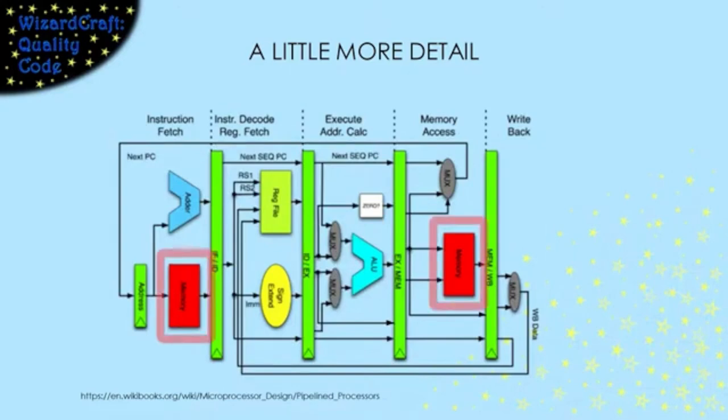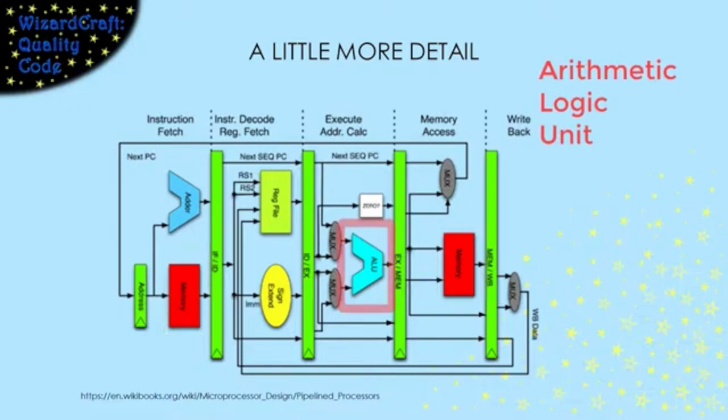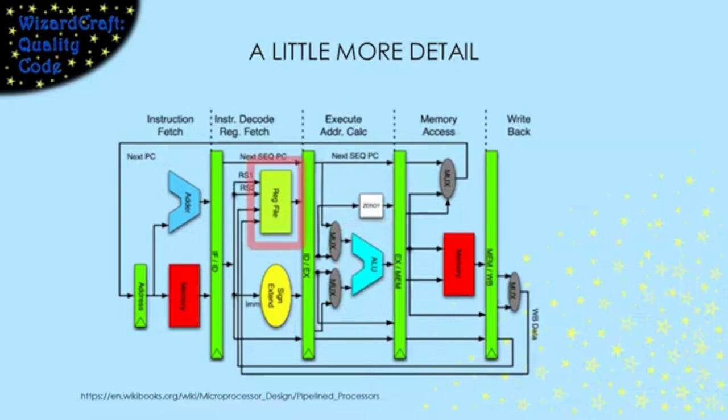Memory isn't really in the CPU. This is the circuitry that talks to the memory. The ALU is the arithmetic logic unit. That's the part of the CPU that actually does the calculations we need. The register file holds the registers that the CPU uses to hold the information that it's currently working with. So now, with this increase in detail, let's walk through it.